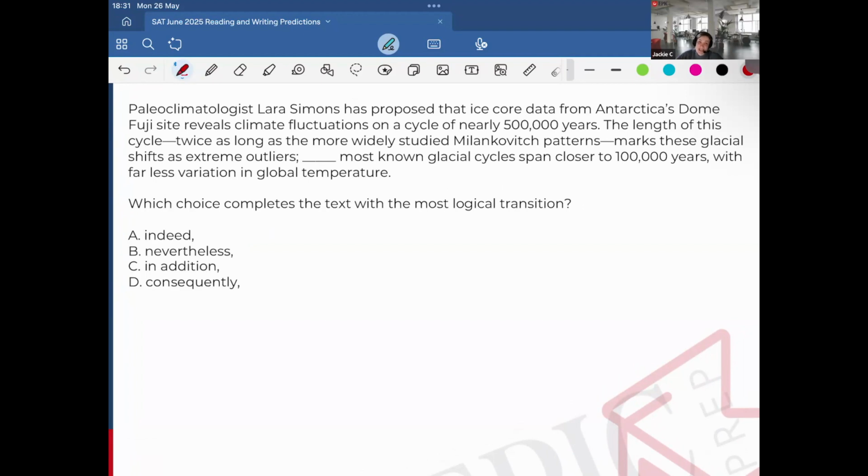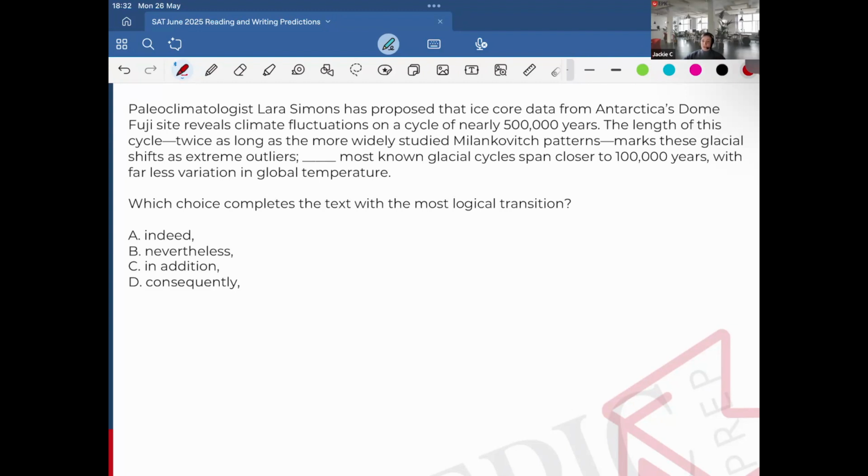Okay, so next, paleoclimatologist Lara Simons has proposed that ice core data from Antarctica's Dome Fuji site reveals climate fluctuations on a cycle of nearly 500,000 years. The length of this cycle, twice as long as the more widely studied Milankovitch patterns, marks these glacial shifts as extreme outliers. Most known glacier cycles span closer to 100,000 years, with far less variation in global temperature.